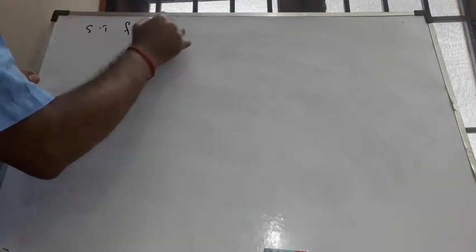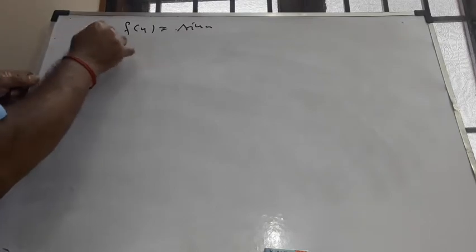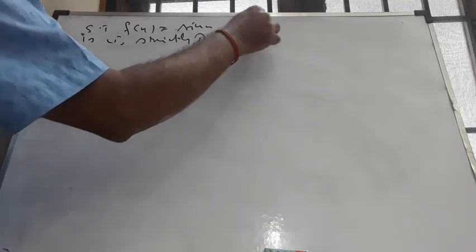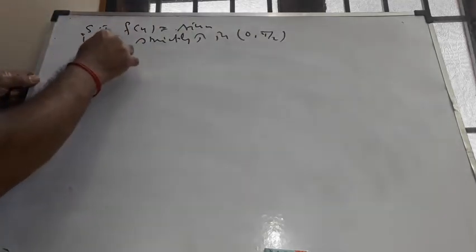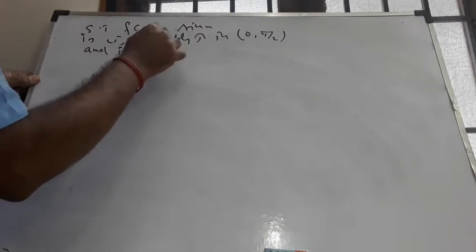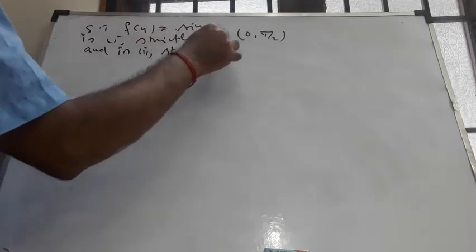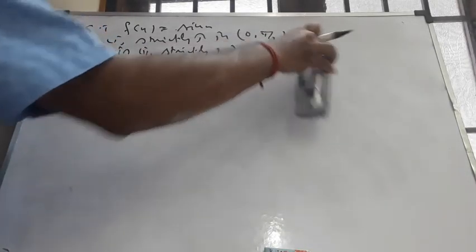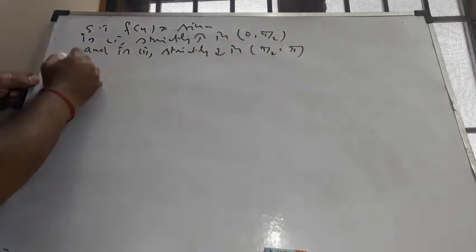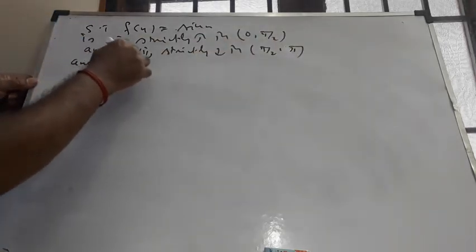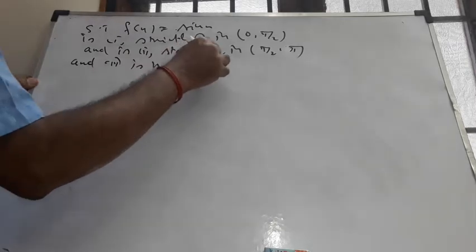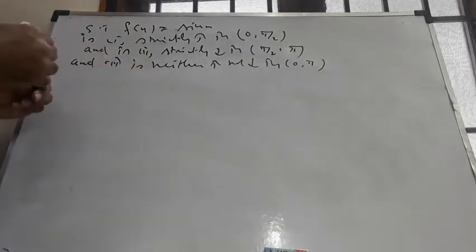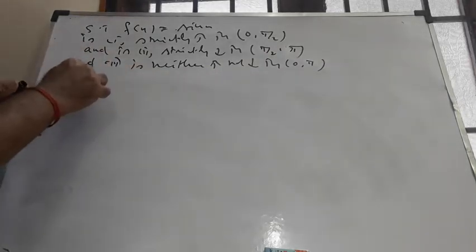Show that f of x equal to sin x is, one, strictly increasing in 0 comma pi by 2; two, strictly decreasing in pi by 2 comma pi; and three, neither increasing nor decreasing in 0 comma pi. Now, it's a very simple problem.